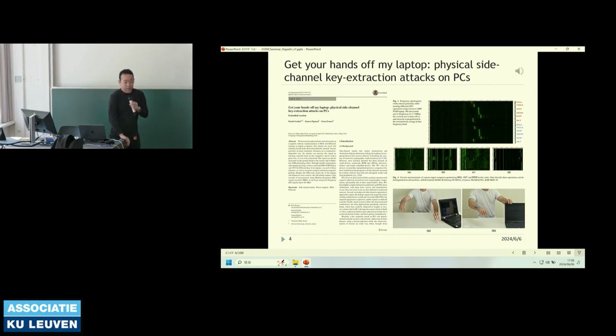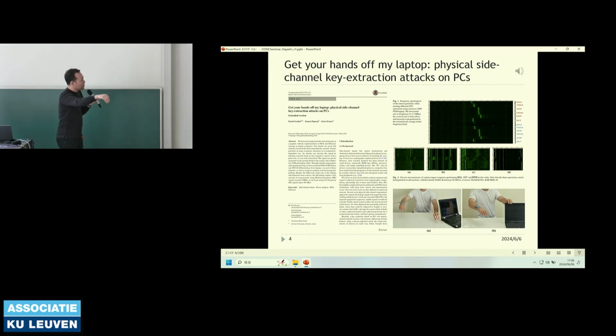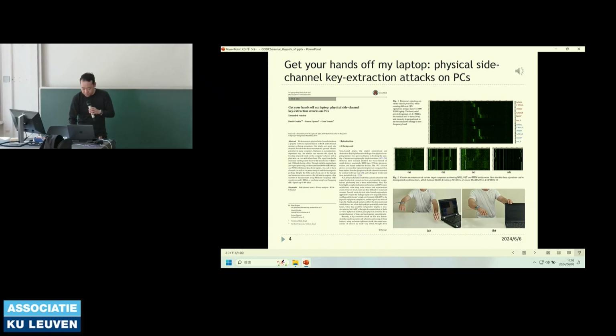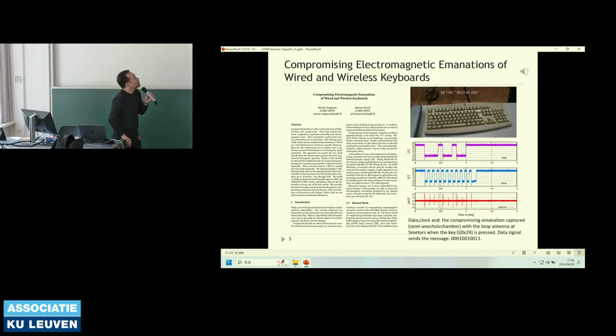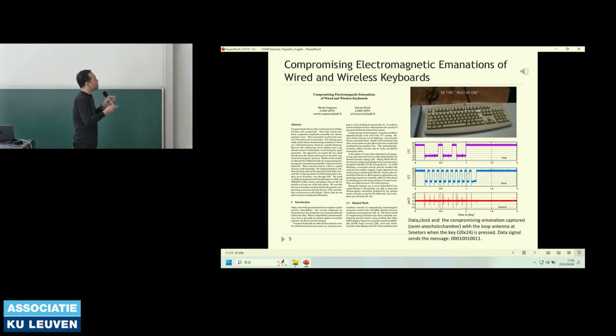The next one is Jenkins' paper, 2014. He extracts information from a laptop PC. This is a practical outside-the-device attack. The third example has a target different from cryptographic devices: a keyboard. The EPFL team showed the EM leakage from the keyboard. This is also outside the device.